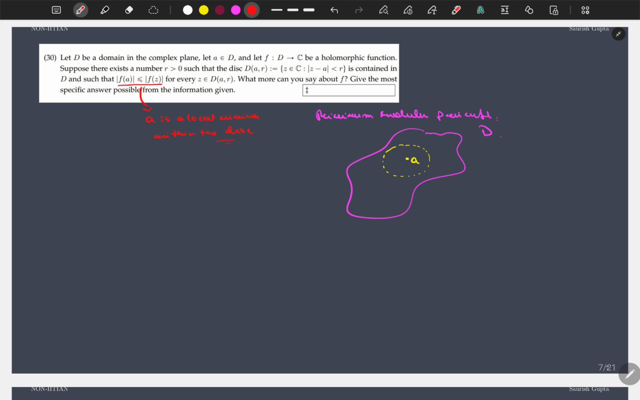So either f at a must be 0 or it has to be a constant, right? By the minimum modulus principle, the only possibility for the minimum of the modulus to be attained within the region is if it's 0 at that point. Otherwise, the minimum should be attained on the boundary. Otherwise, the function has to be constant, right?